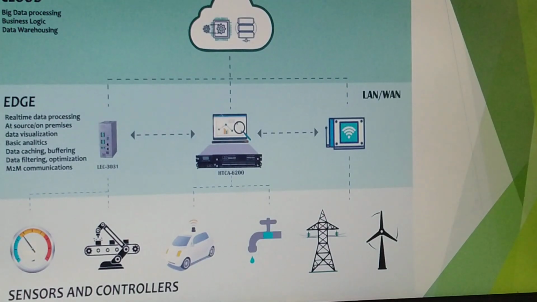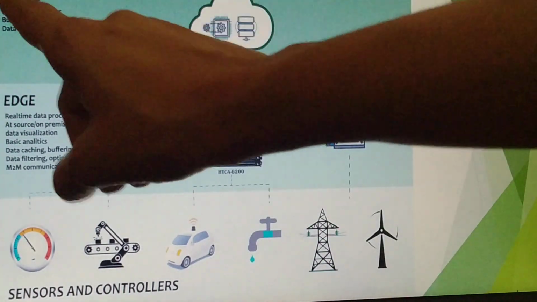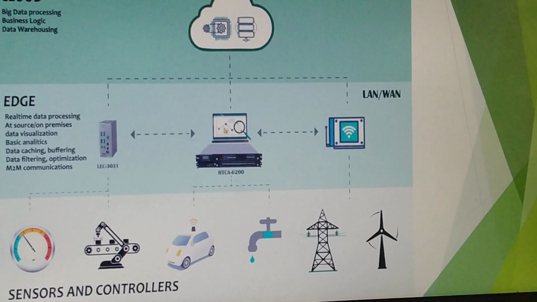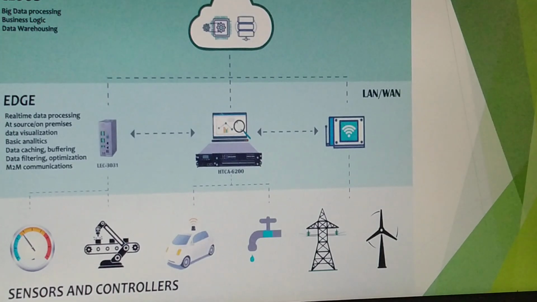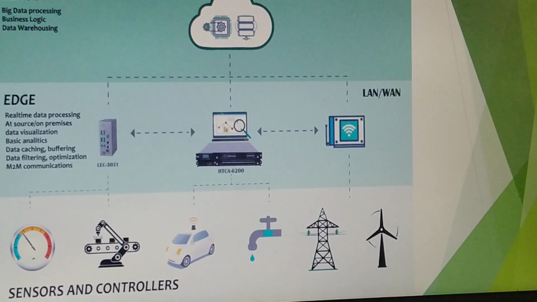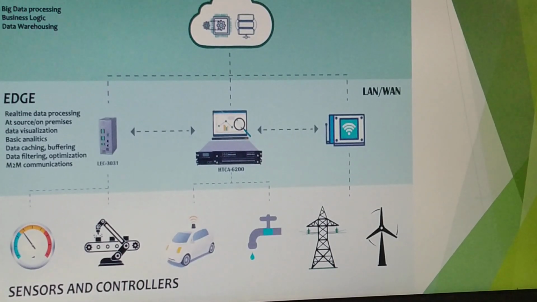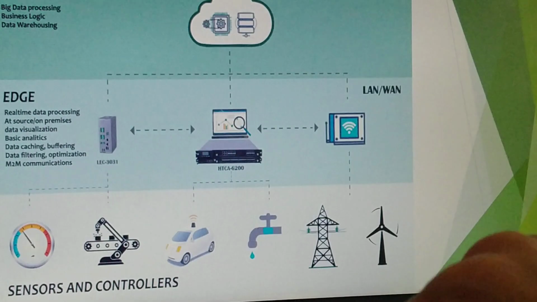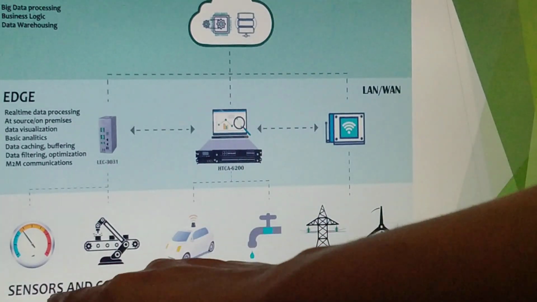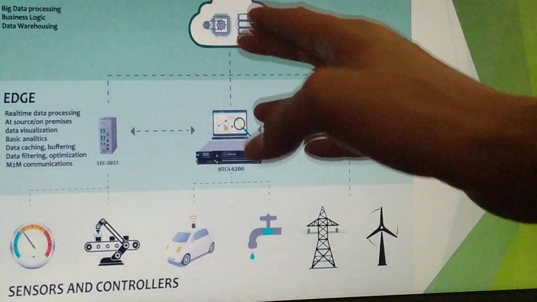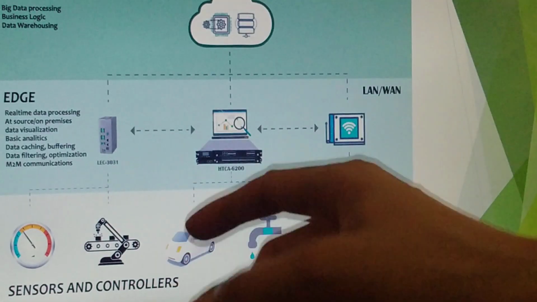Here is the edge computing diagram. The cloud does big data processing, business logic, and data warehousing. The edge does real time processing at the source, on premises: data visualization, data analytics, data caching, buffering, data filtering, optimization, and machine to machine communication. And the end user side has sensors and controllers. Here is a diagram we use in IoT.